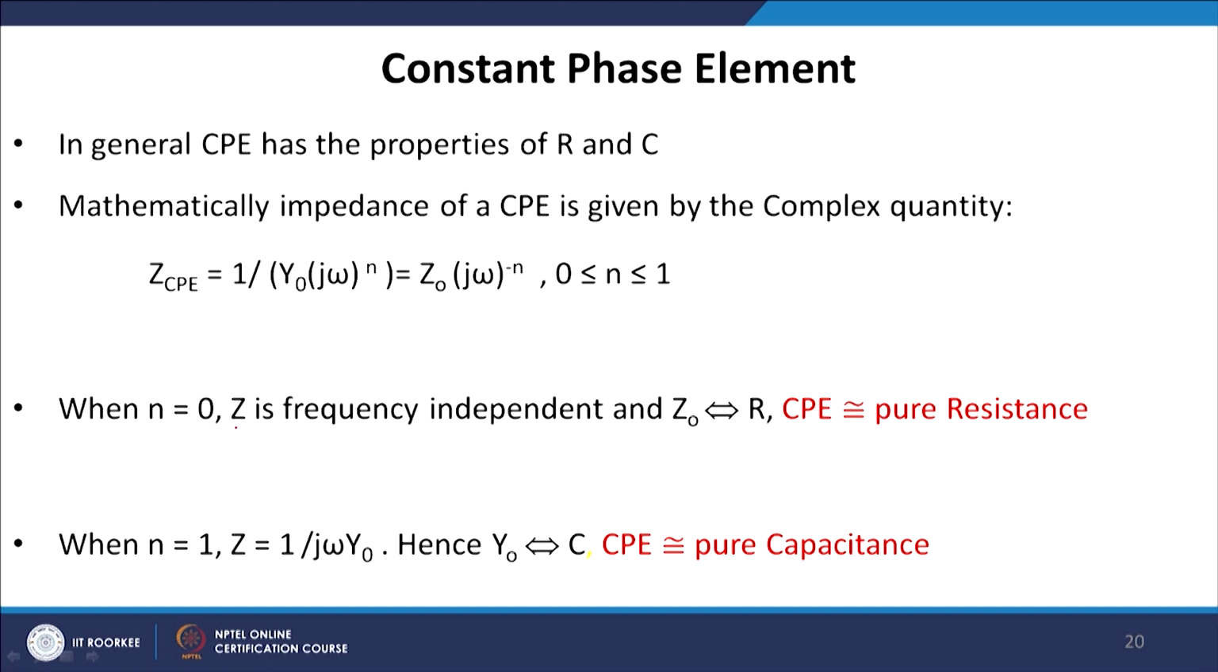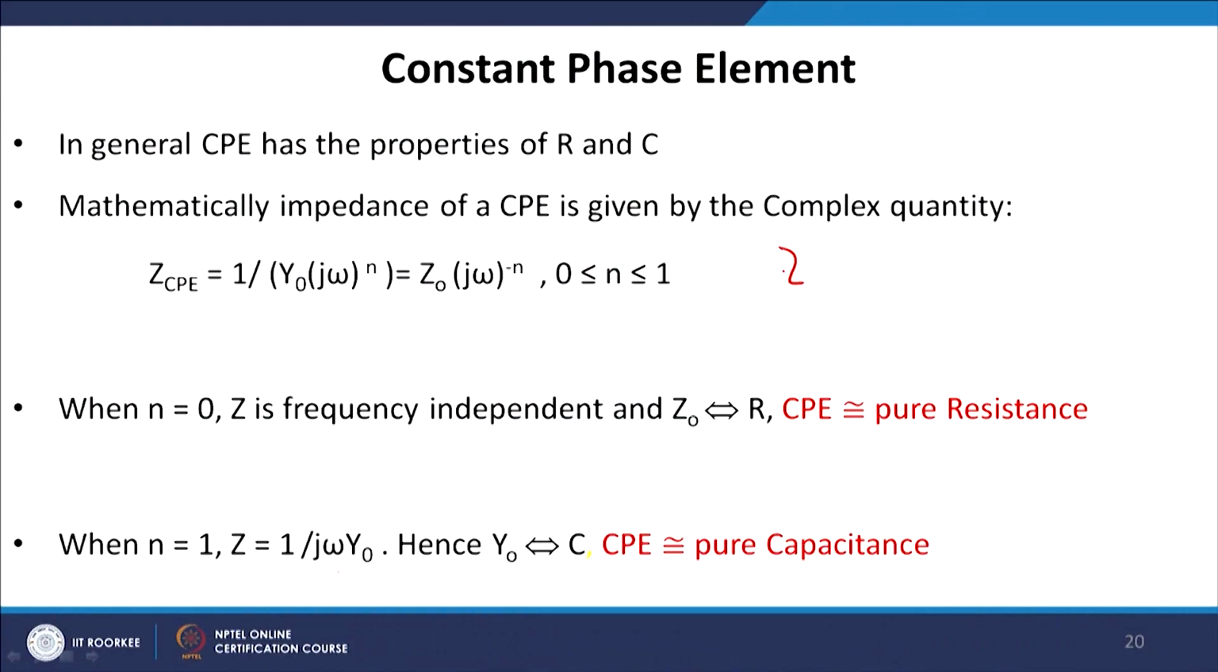When n is equal to 0, Z is frequency independent and Z0 is equal to R, and the CPE is a pure resistance. But when n is equal to 1, Z is equal to 1/(jω Y0), and hence Y0 is equal to C, and the CPE is a pure capacitance. So, the constant phase element can be either pure resistance or pure capacitance. For the values of n in this equation, Z = 1/(Y0 (jω)^n), right.